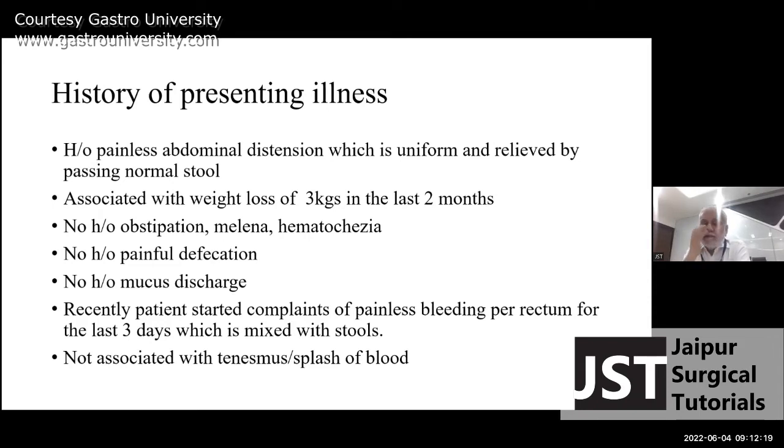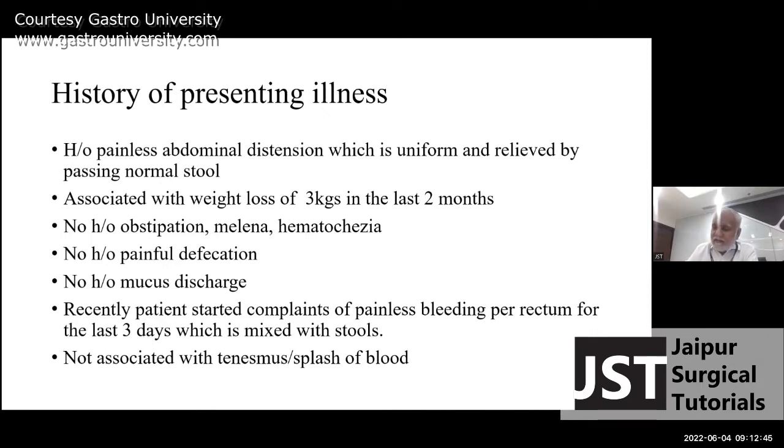What does it indicate? Even if you are thinking it is intestinal obstruction, but there is no history of vomiting. And we said that the 4 cardinal features of obstruction include vomiting. Yes, sir. So what is the possible explanation for that?